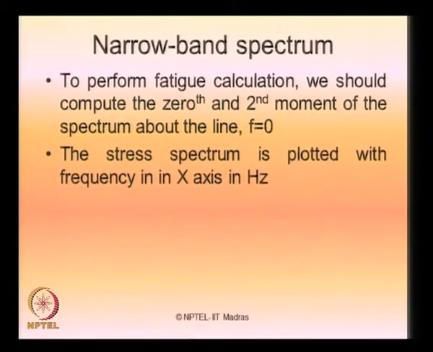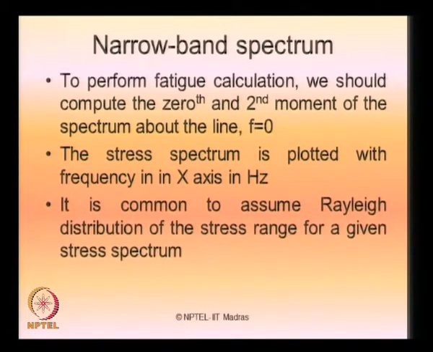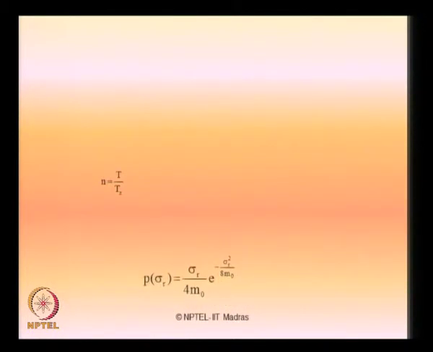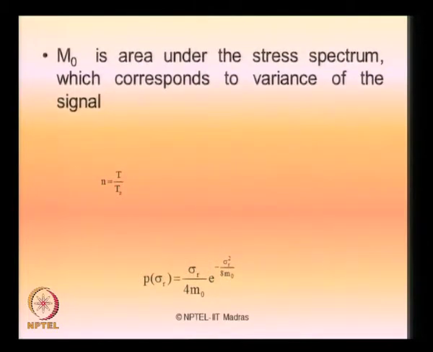The stress spectrum is now plotted with the frequency on the x axis in hertz as you see here. It is common to assume a Rayleigh distribution of the stress range for a given spectrum. M0 and M2 can be computed using a numerical integration technique. M0 is the area under the spectrum, which corresponds to the variance of the signal.